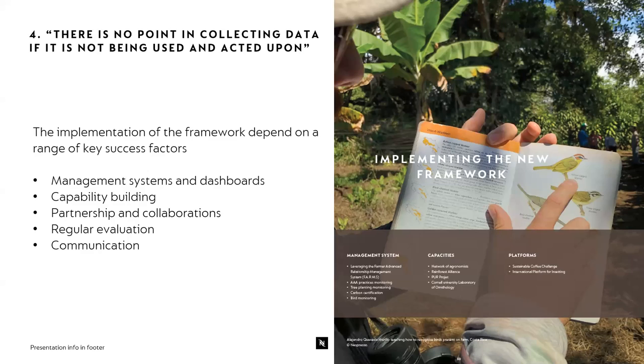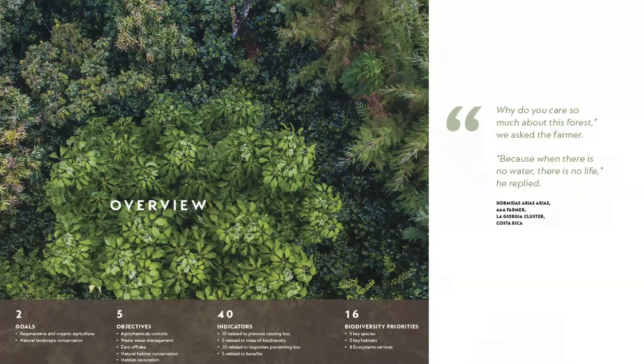So that's for me right now. I think I managed to keep my 10 minutes. And as an overall conclusion, it's really now about putting that into practice. So the two goals, five objectives, 40 indicators, and 16 priorities that come from the recommendation of IUCN.